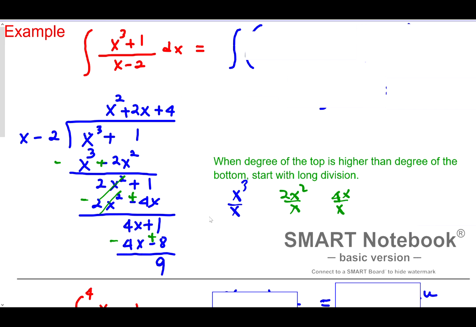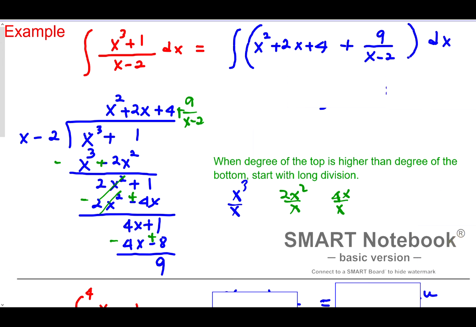Okay, so we did a long division. X no longer goes into 9. This is our quotient. And the way you would leave it is you would say this over that equals the quotient plus remainder over divisor. So plus 9 over x minus 2. So the given problem is the same as integrating this whole quantity, x squared plus 2x plus 4 plus 9 over x minus 2.